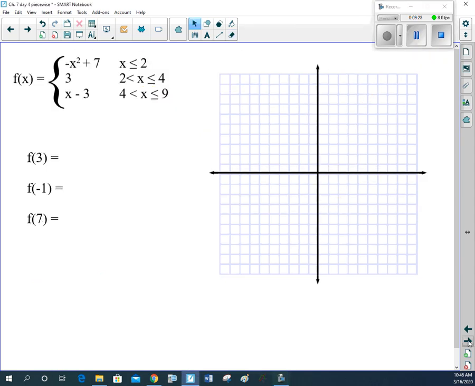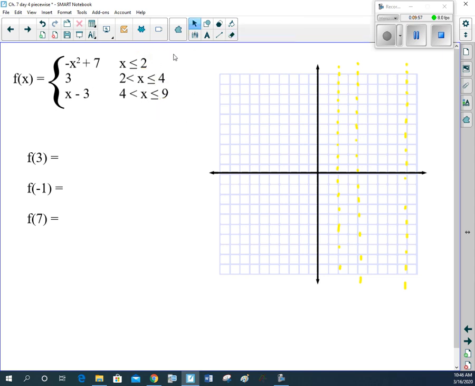Okay, let's do this one again. Now this one has 3 functions that I'm using. I'm going to do a quick look over here on my boundaries to see what's going on. So I'm going to check the boundaries right here. It looks like I've got a 2, a 4, and a 9 for boundary lines. So I'm going to come over here and put my little dotted lines at 2, 4, and 9. And now I'm just going to graph those particular functions in those regions.